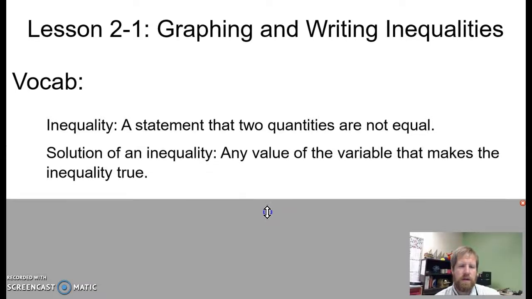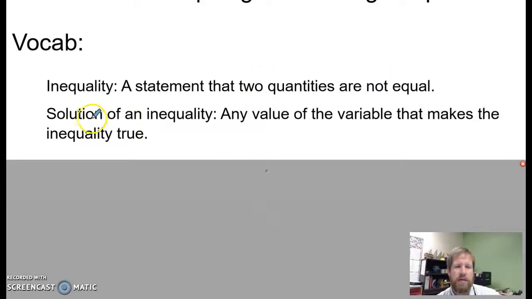So our first vocabulary word is inequality, and that's just a statement that two quantities are not equal. It means there's going to be a range of solutions. And the second one is a solution of an inequality. This is any number that is going to make your inequality true.